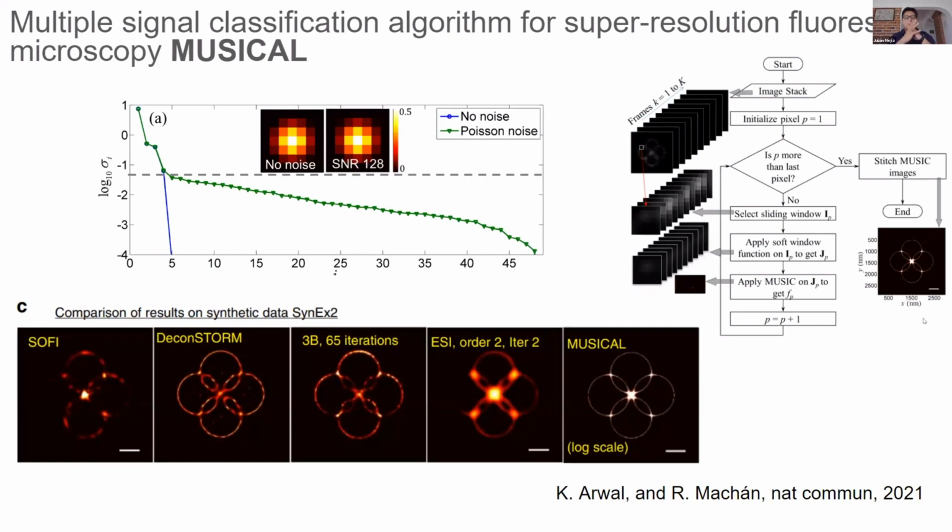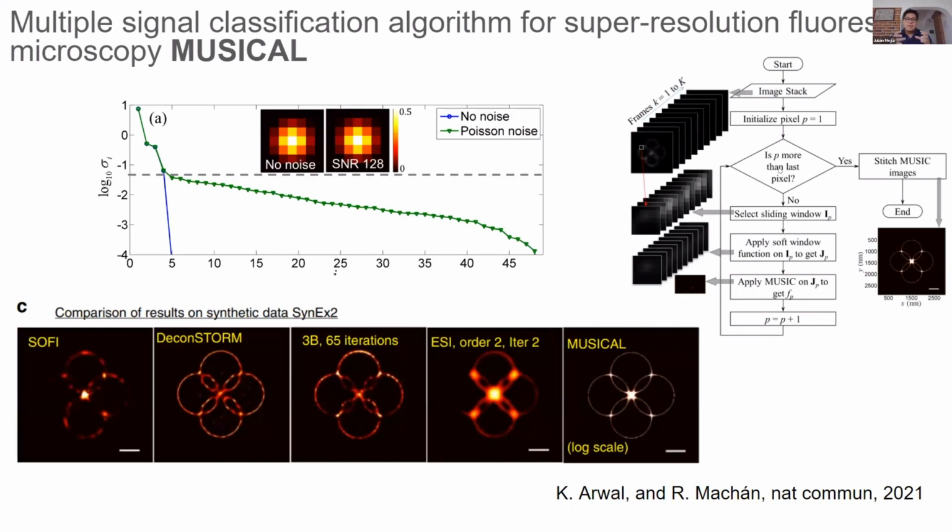MUSICAL is also really beautiful, I would say, because it started based on theory that was used in sonars, this kind of technology used in submarines to detect objects and to process and analyze this kind of information. It was called MUSIC before, and now it's called MUSICAL for image processing. So we have multiple signal classification algorithms for super resolution fluorescence microscopy.